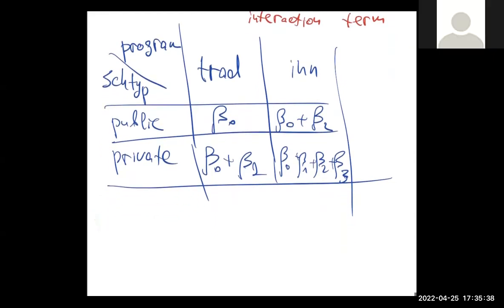Can I ask a question? Yes, sure. So I understood last time example with drugs. So that beta 3 means that interaction.